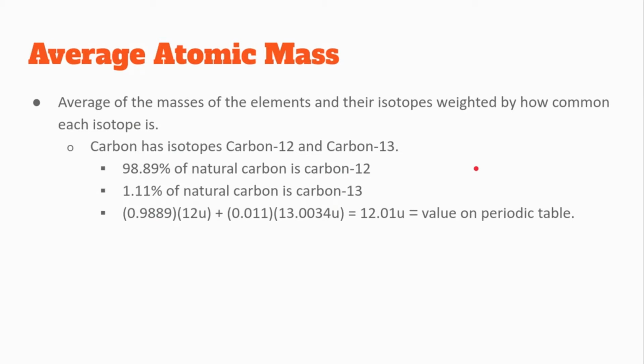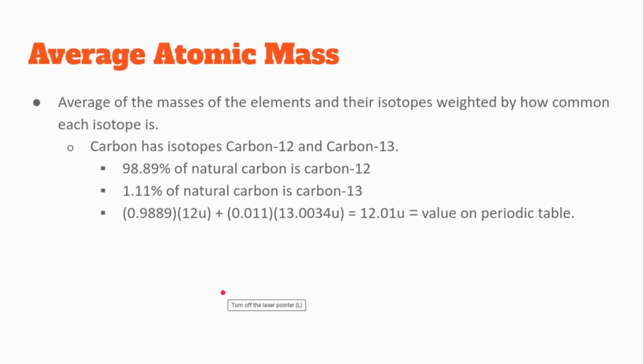So like I said, the atomic mass is basically an average of the masses of the elements and their isotopes. But it's not a true average because it's weighted by how common each isotope is. Every atom has these different isotopes, which means it has the same number of protons but different numbers of neutrons. And the more common that isotope is, the more its mass factors into the overall average.